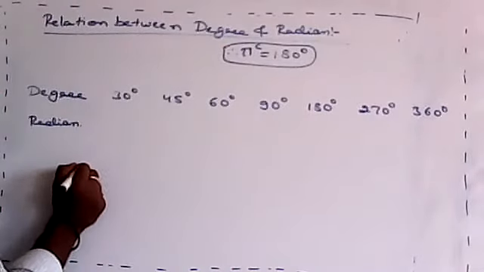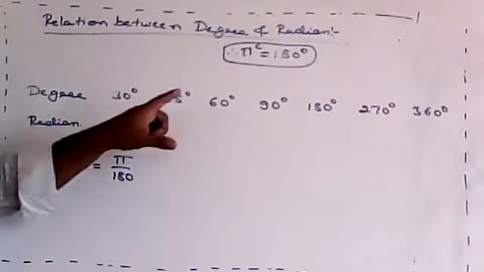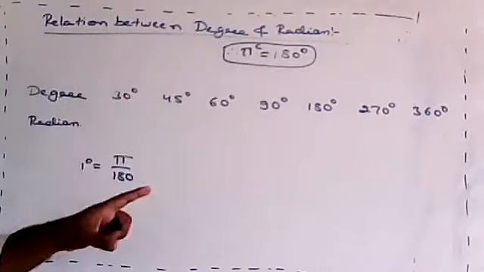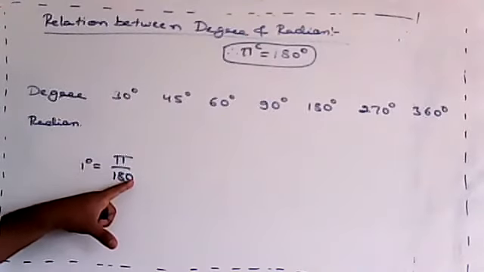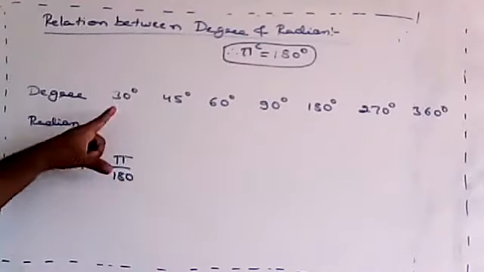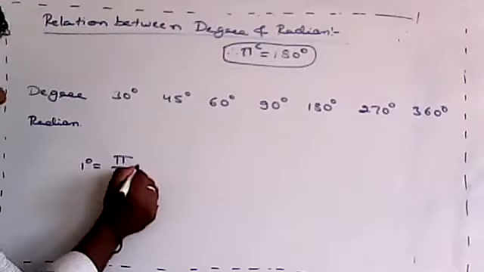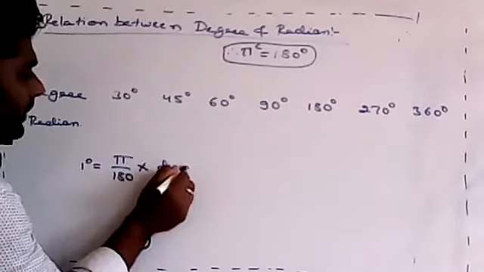1 degree is equal to what I said? Pi by 180. Correct or not? Using this formula I'm telling you. Pi radian is equal to 180 degree. Correct? Then 1 degree equals pi by 180. Okay? Just multiply it here and you'll get the answer. Whatever the degree is there, just you multiply it in this.